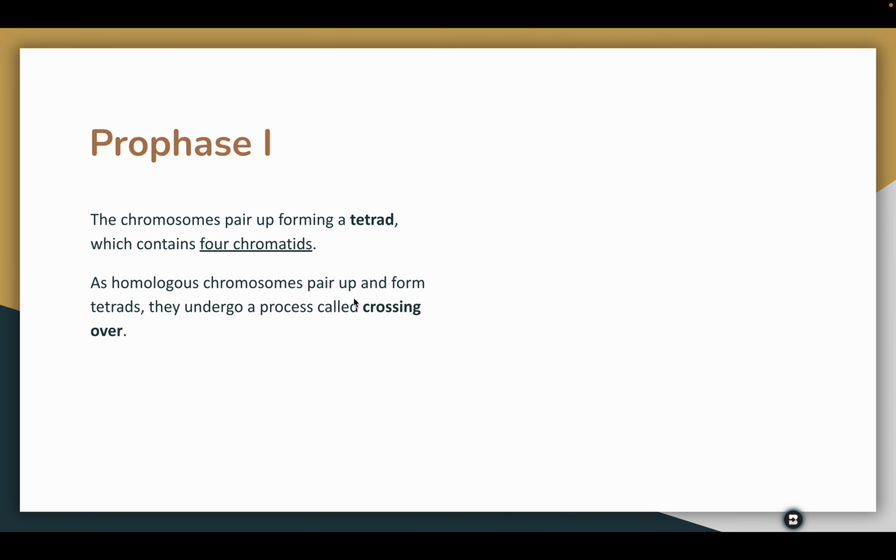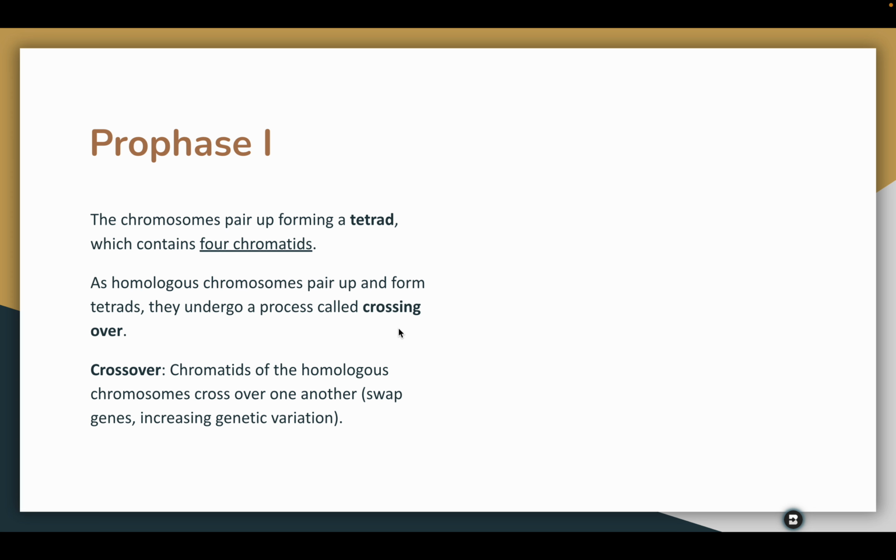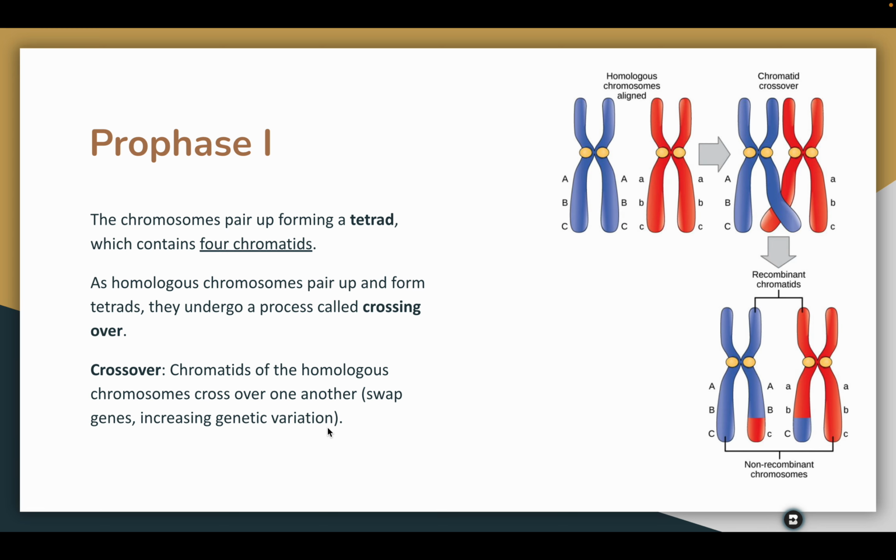As homologous chromosomes pair up and form those tetrads, they undergo a process called crossing over. These 2 things are going to lead to an increase in genetic variation. It's very, very important. So when crossover happens, it means that chromatids of the homologous chromosomes are going to swap genes. They're actually going to switch DNA with each other. It's very interesting and quite fascinating. But again, what this leads to is it increases genetic variation.